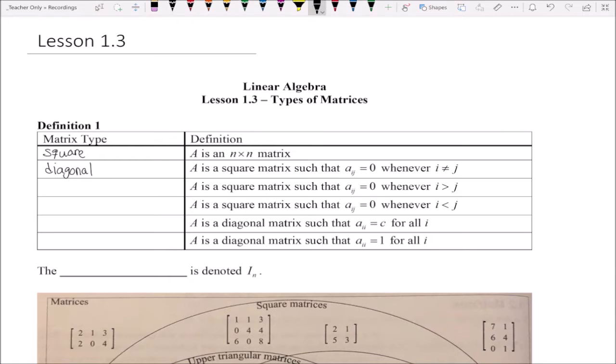A square matrix such that a_ij is equal to 0 whenever i is greater than j is known as upper triangular. Conversely, a square matrix such that a_ij is equal to 0 whenever i is less than j is called lower triangular.